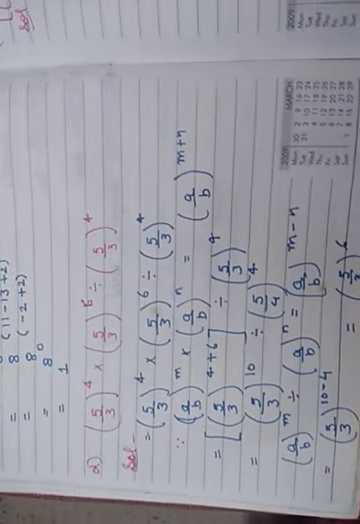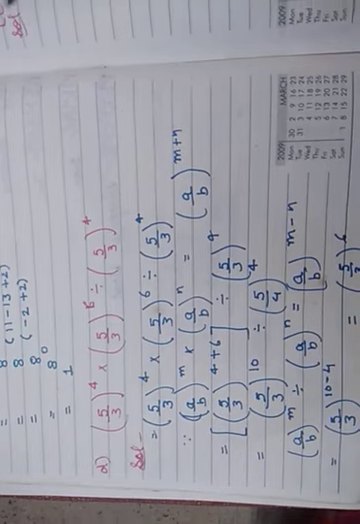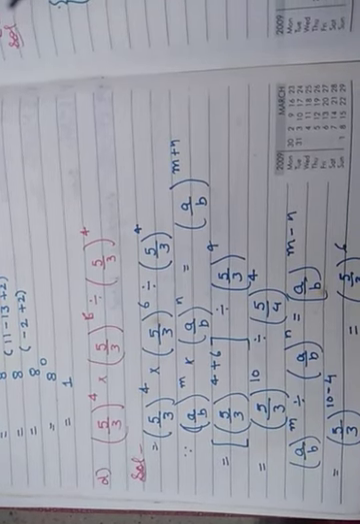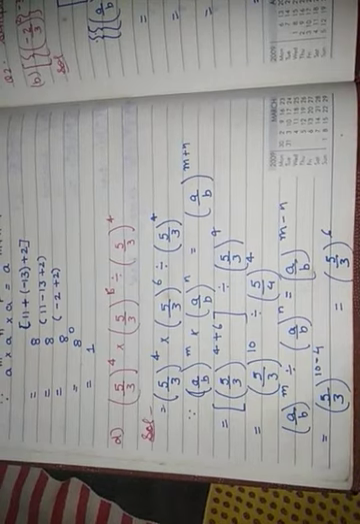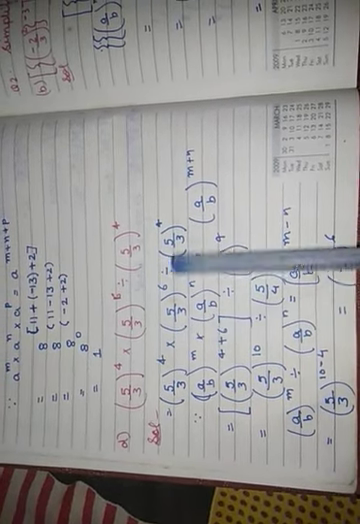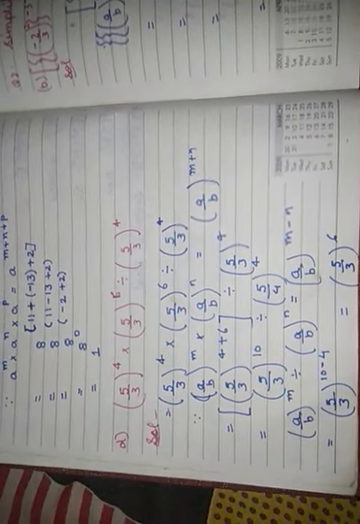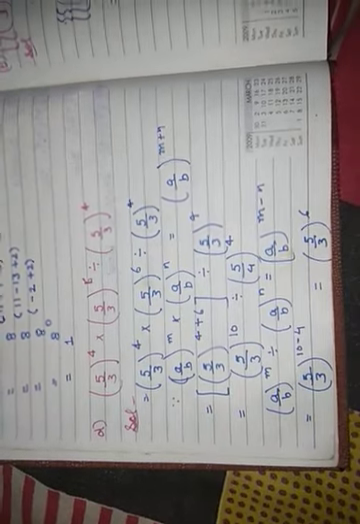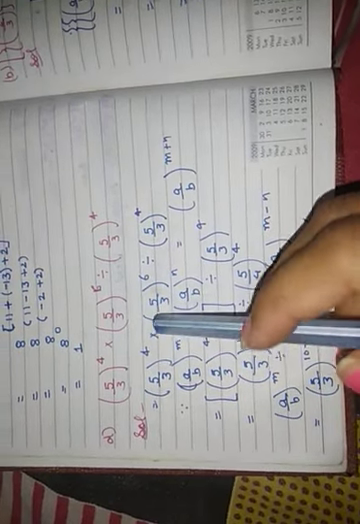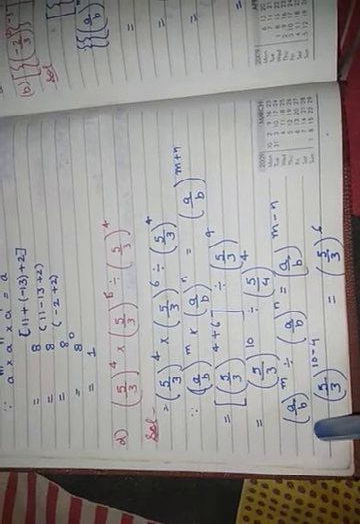Moving to the next question. 5 upon 3 raised to the power 4 multiplied by 5 upon 3 raised to the power 6 divided by 5 upon 3 raised to the power 4. As you can see, the question is having both multiplication and the symbol of division. So the first two expressions are having the same symbol of multiplication. The mathematical operator is multiplication.